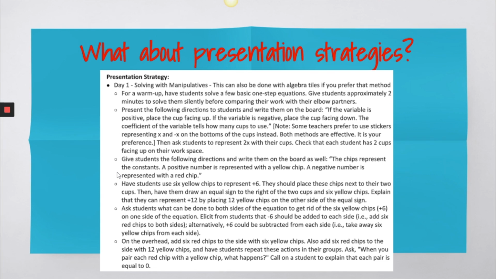Also, all the presentation strategies are listed in the scope and sequence. But for this video, we're going to focus on just using the manipulatives for the activity.